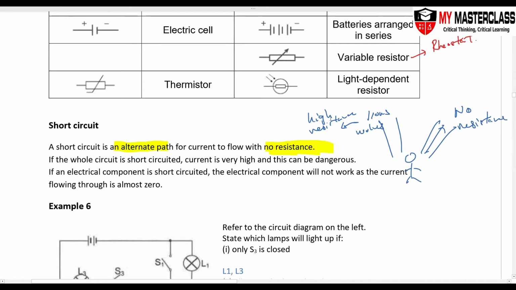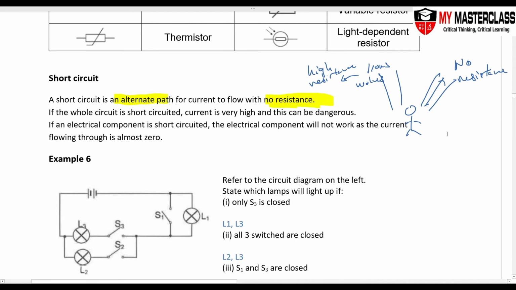If there is a path with high resistance, you would rather walk the other path where there is no resistance. And so the current will not flow through this way, but all of it will flow through this way. And when you have a short circuit in the whole circuit, then the current will become very high because all the current is going this way, right? And if an electrical component gets short circuited, this means that the component itself will not work because there is no current flowing through it and only through the rest of the wires.